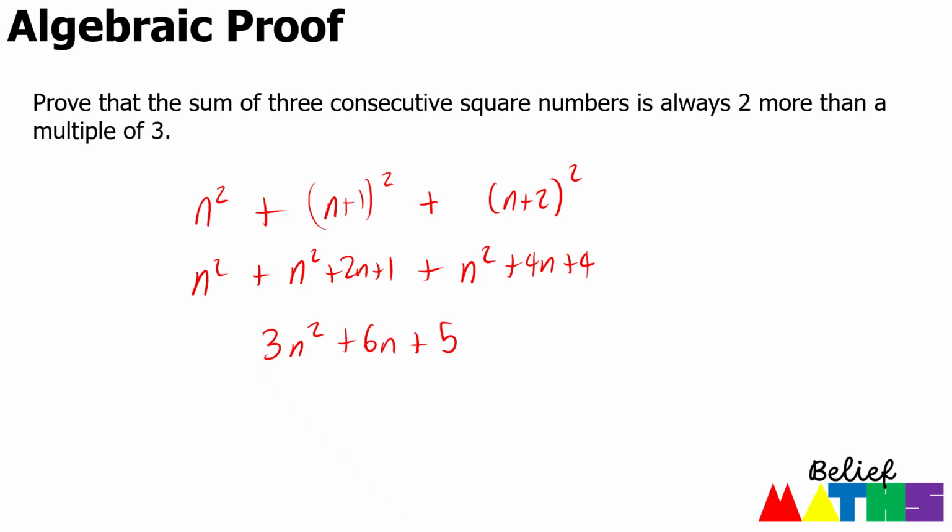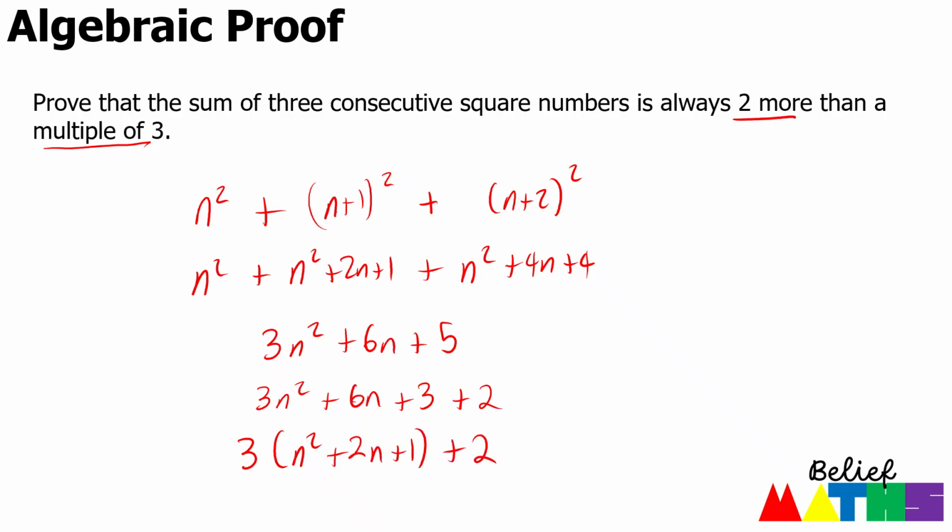Now, it wants to prove this is always 2 more than a multiple of 3. And a moment ago I said that if we want to prove it's a multiple of 3, we have to factorize out the 3. But we can't factorize 3 out of this expression. But it's 2 more than that. So what we're actually going to do is we're going to split this final 5 into a 3 and a 2. So that's plus 3 and then plus 2. So all we've done is change this plus 5 into plus 3 and plus 2. Then these first 3 terms you can factorize out 3, and you get n squared plus 2n plus 1, which is a multiple of 3, and then plus 2, and that shows that it's always 2 more than a multiple of 3.